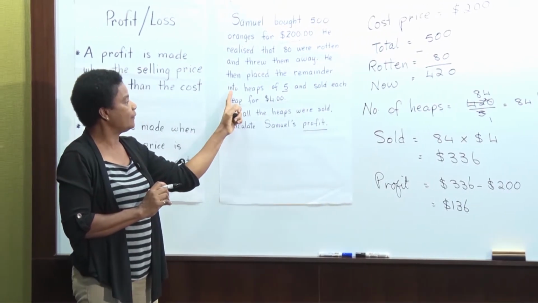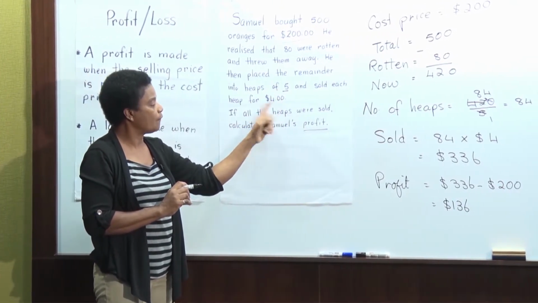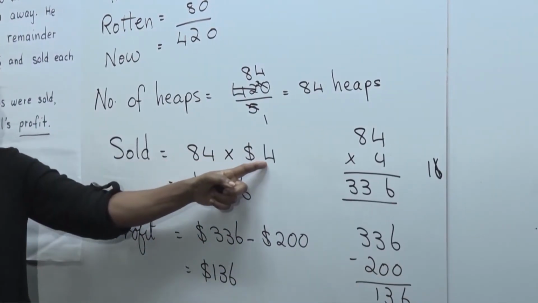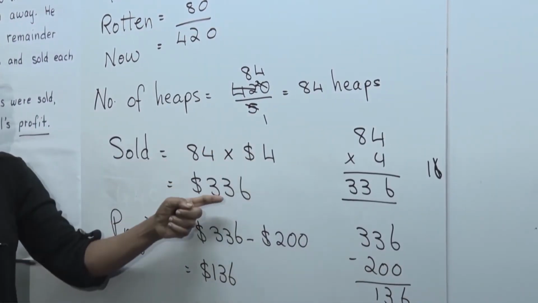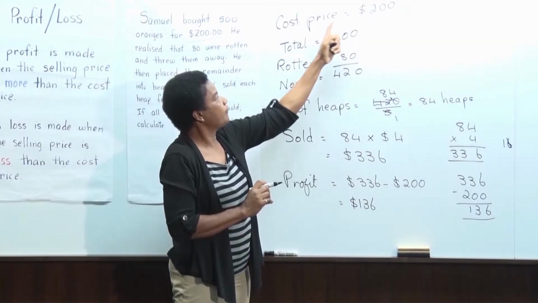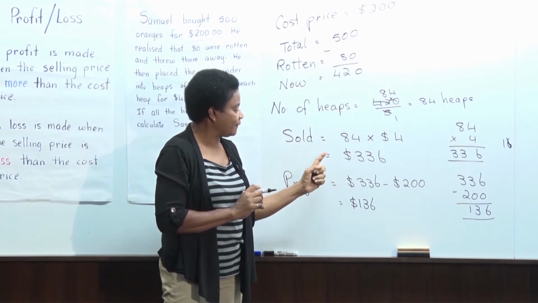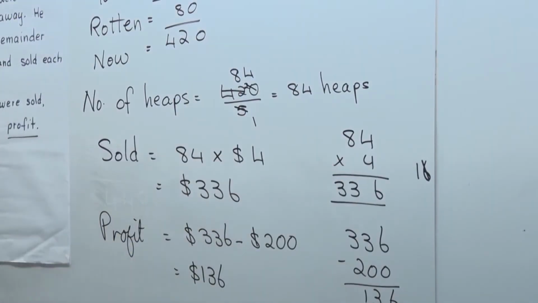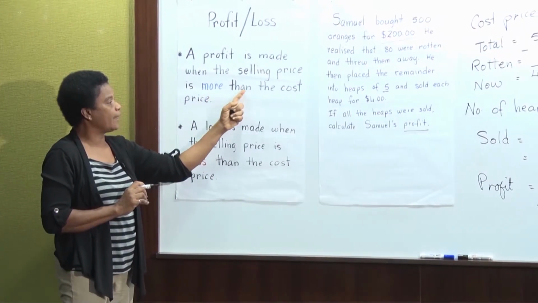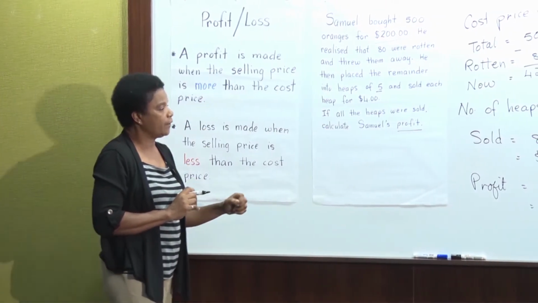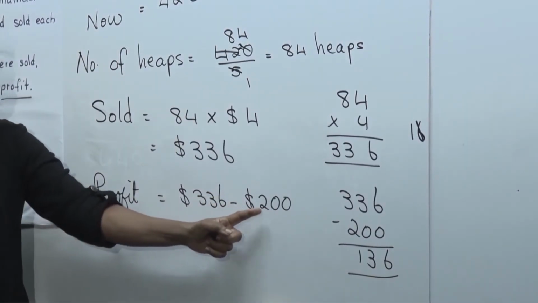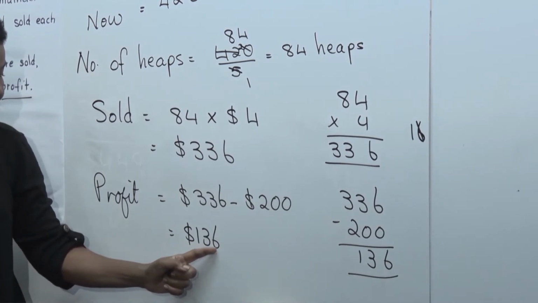Furthermore, Sam sold each heap for $4. Therefore, selling the 84 heaps at $4 for one heap, he earned $336. If our cost price is $200 and the selling price is $336, let's refer to our chart. The selling price is more than the cost price. Therefore, he made a profit of $336 minus $200, $136.